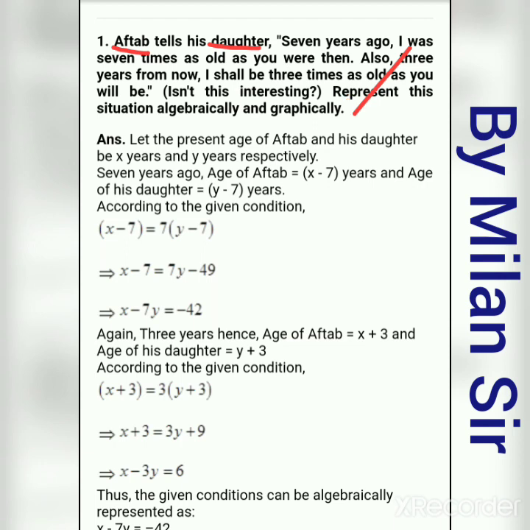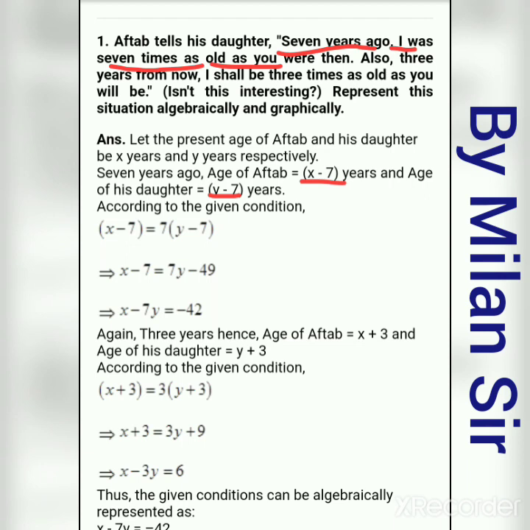So here just read the first line. 7 years ago I was 7 times as old as you were then. First of all, 7 years ago, what is Aftab's age? So 7 years ago, Aftab's age is equal to x minus 7, because x is the present age. So 7 years ago, Aftab's age is x minus 7 and his daughter's age is y minus 7.